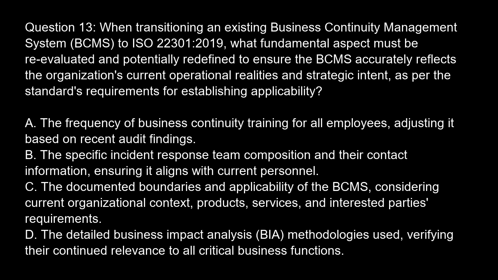Option A. The frequency of business continuity training for all employees, adjusting it based on recent audit findings. Option B. The specific incident response team composition and their contact information, ensuring it aligns with current personnel. Option C. The documented boundaries and applicability of the BCMS, considering current organizational context, products, services, and interested parties' requirements. Option D. The detailed business impact analysis, BIA, methodologies used, verifying their continued relevance to all critical business functions.